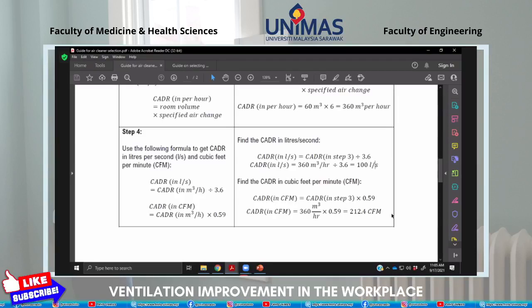In some cases, the CADR of the air cleaner is also mentioned in cubic feet per minute. So that is just a conversion from 360 cubic meter per hour. In some cases, it is also specified per minute, so it can be converted by just dividing this by 60. In 1 hour, we have 60 minutes. Divided by 60, we have the value per minute.